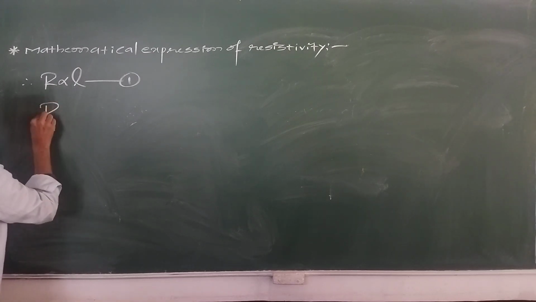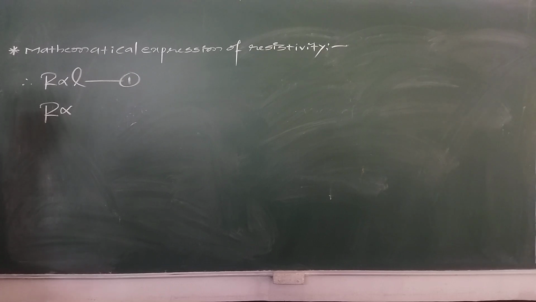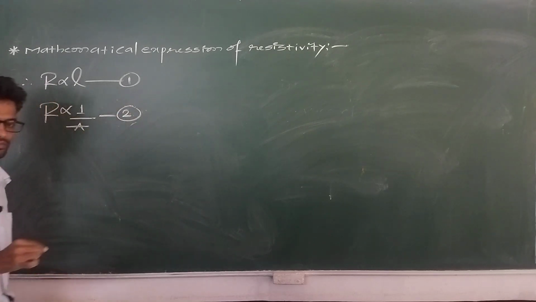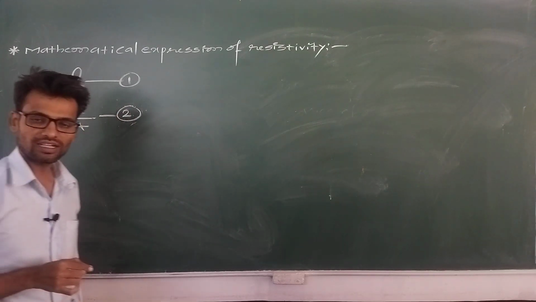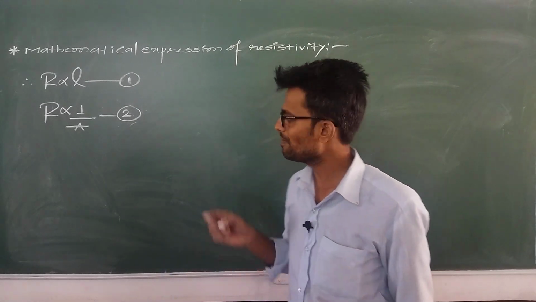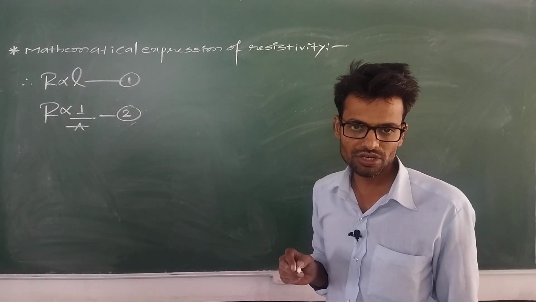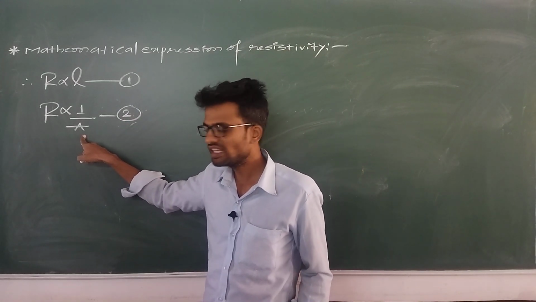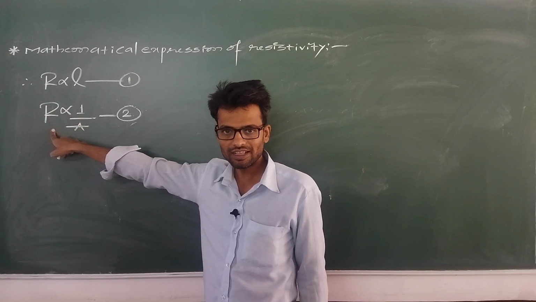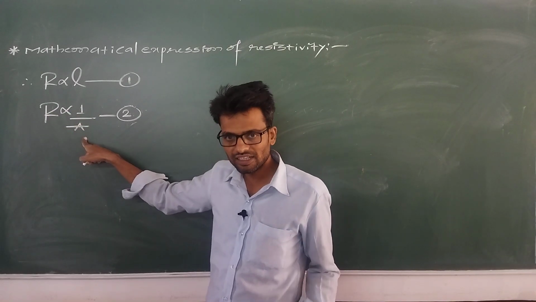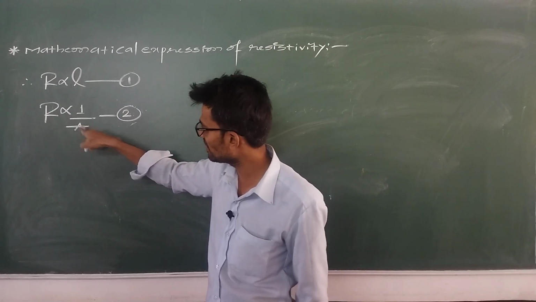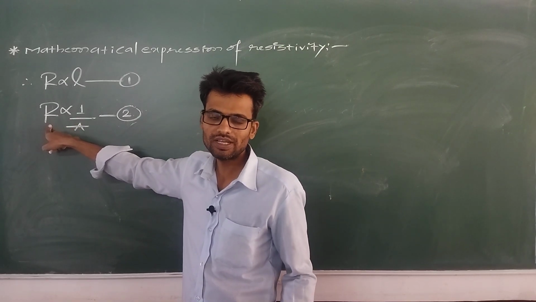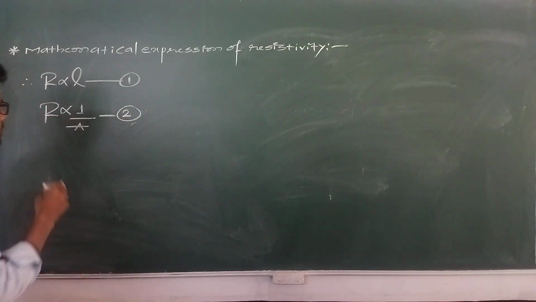Second point: resistance of the conductor is inversely proportional to area of cross section of the conductor. It means if the area of cross section of the conductor increases, then its resistance decreases. And if the area decreases, then resistance will become more, that is, the resistance will increase. So these are two points you remember.